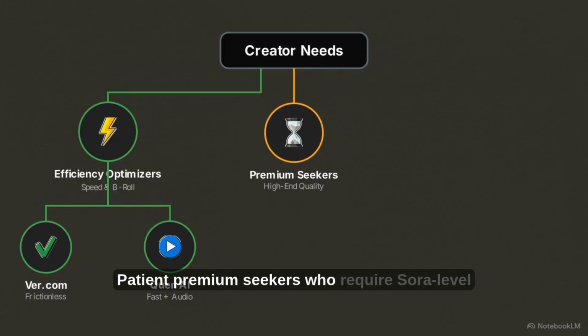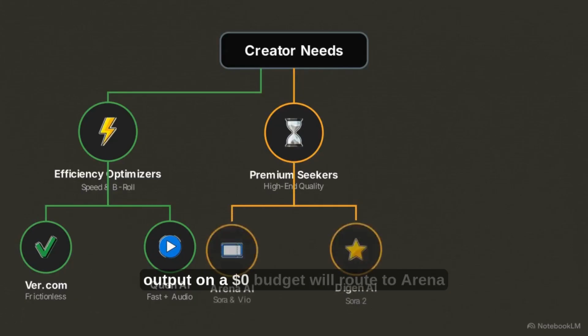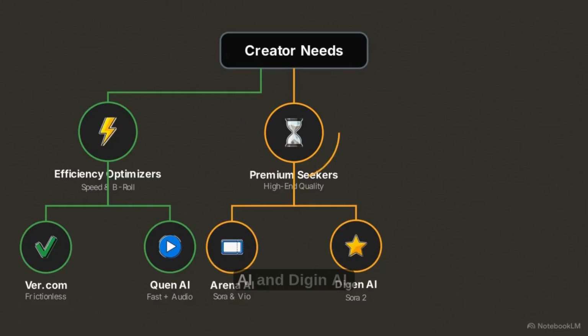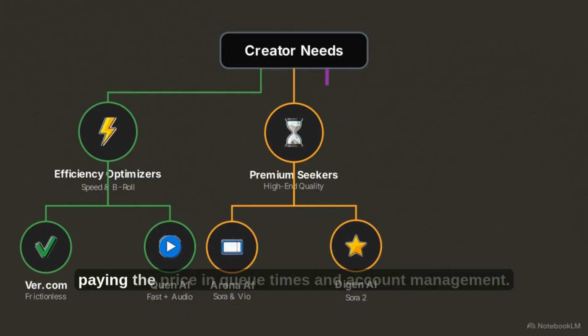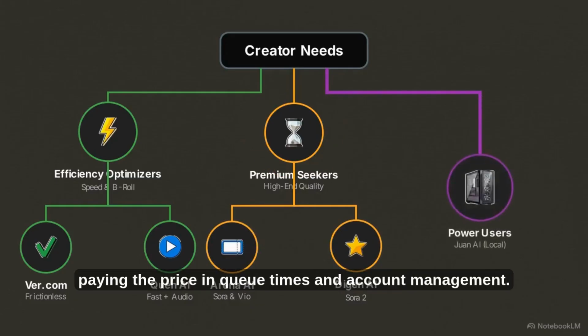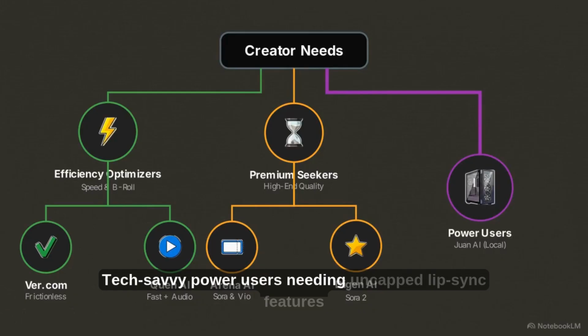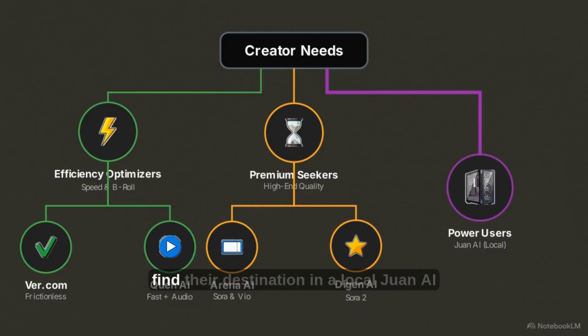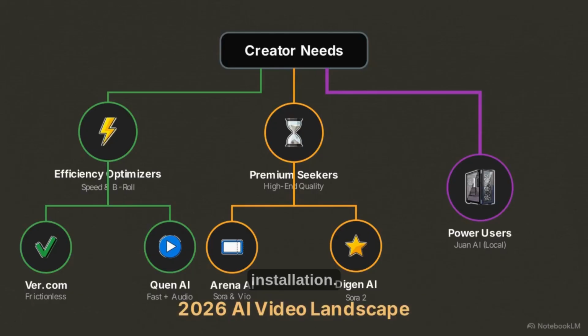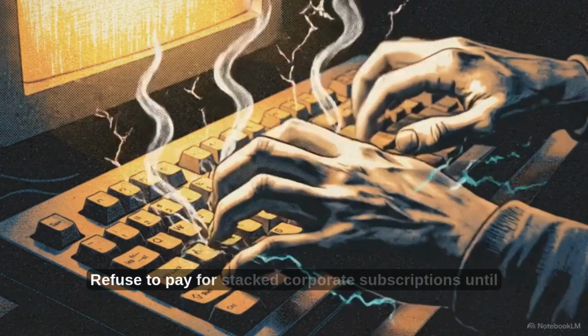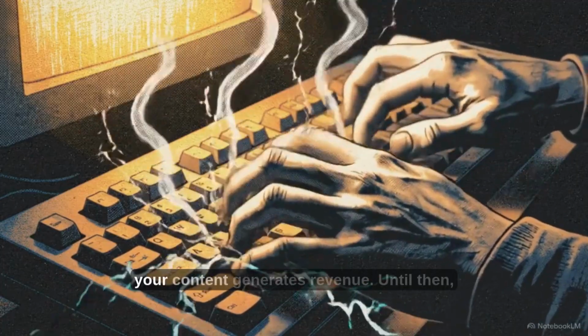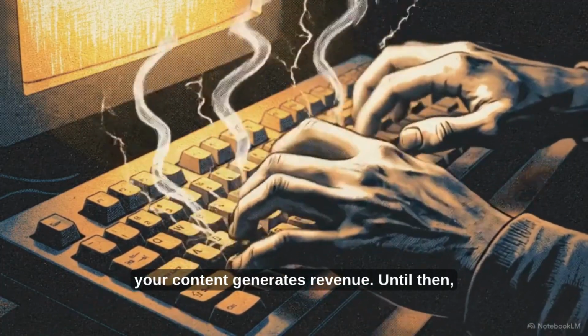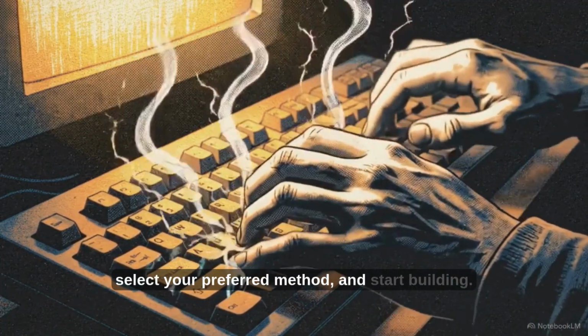Patient premium seekers who require Sora-level output on a $0 budget will route to Arena AI and Degen AI, paying the price in queue times and account management. Tech-savvy power users needing uncapped lip-sync features find their destination in a local WAN AI installation. Refuse to pay for stacked corporate subscriptions until your content generates revenue. Until then, select your preferred method of friction and start building.